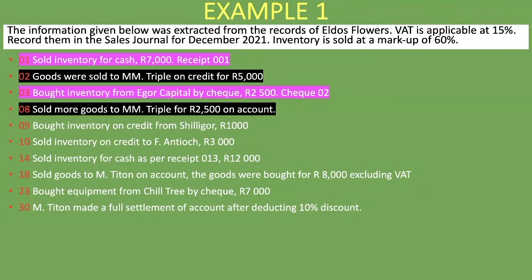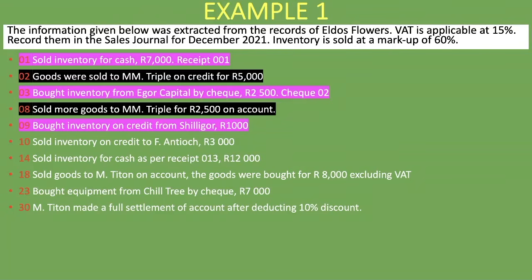On the 9th, we bought inventory on credit from Shiligo, 1,000 rand. I hope by now you know that does not go into the sales journal because we're not selling on credit. So let's highlight that one in purple. And then on the 10th, we sold inventory on credit to F Antioch, 3,000 rand. That does go into our sales journal because we're selling inventory and we're selling it on credit.